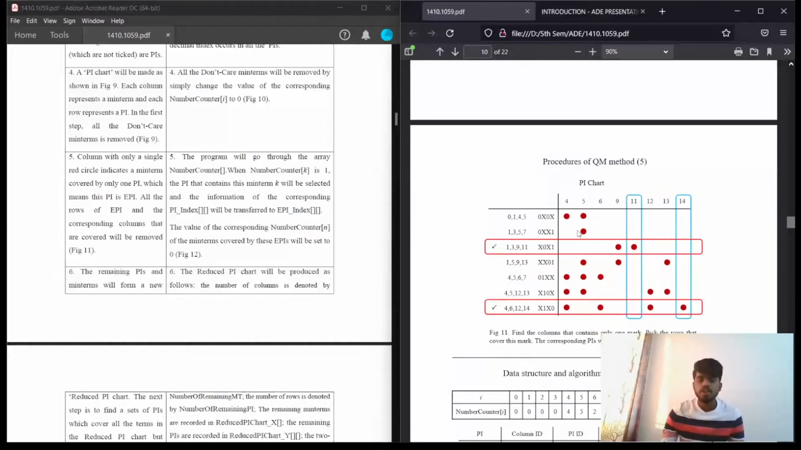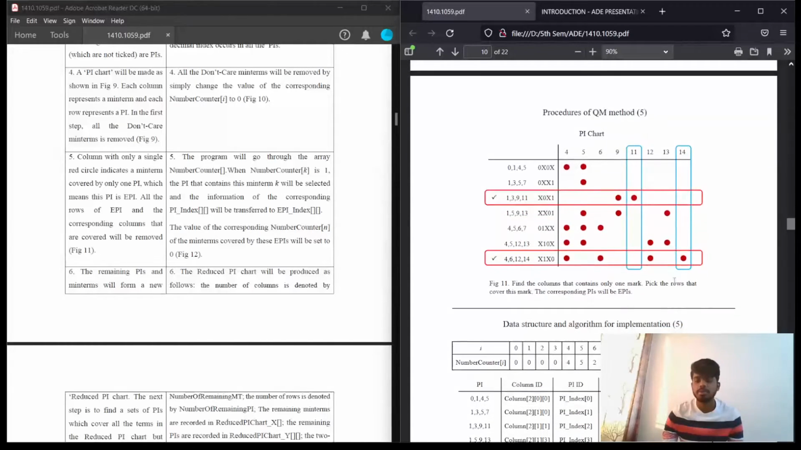So check out here, for example, the 11th and 14th over here are essential prime implicants, because in the 11th column and 14th column of min terms we only have one red circle, so that means 11 and 14 are essential prime implicants. So how is this actually done?